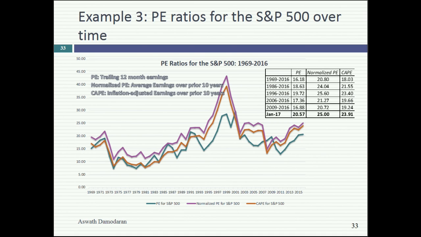One thing he does, for instance, instead of using last year's earnings, is look at the average earnings over the last 10 years, saying I shouldn't be just focusing on last year's earnings. Earnings can go up and down. He also adjusts for inflation. Do you see why he has to?